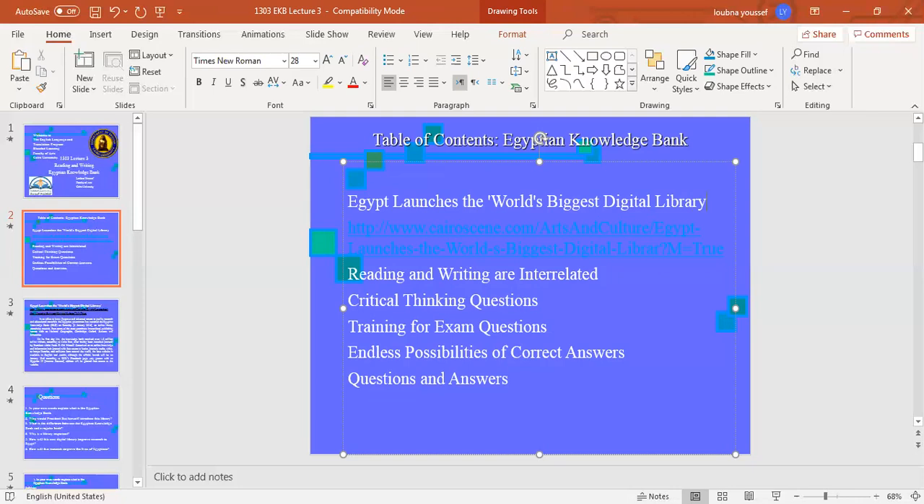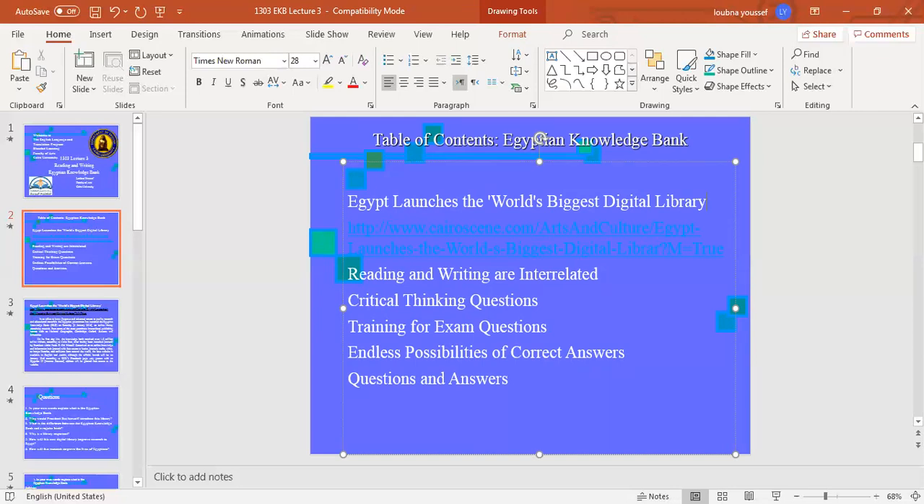Now, we said before that reading and writing are interrelated. We read in order to gain information and to find out what other writers have said about a certain issue. And then we can write about it to introduce our own point of view. Now, in this lecture, we are going to discuss critical thinking questions.